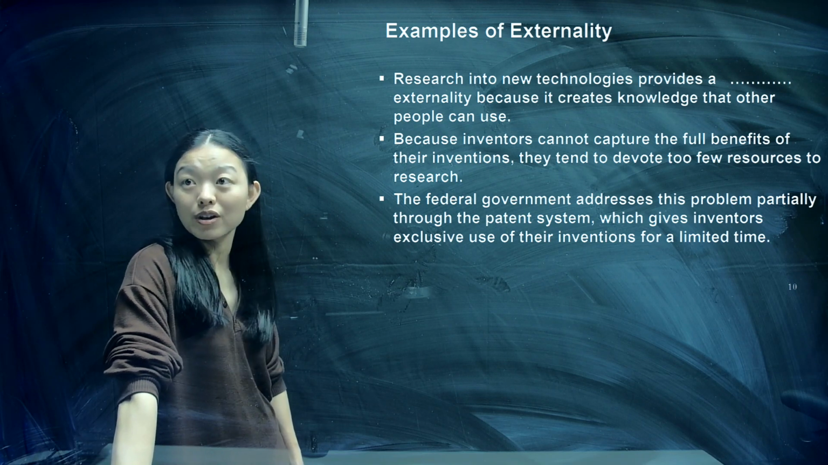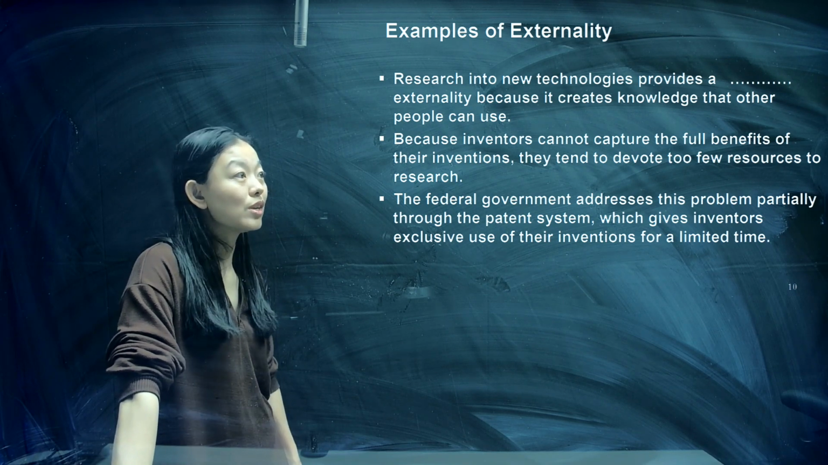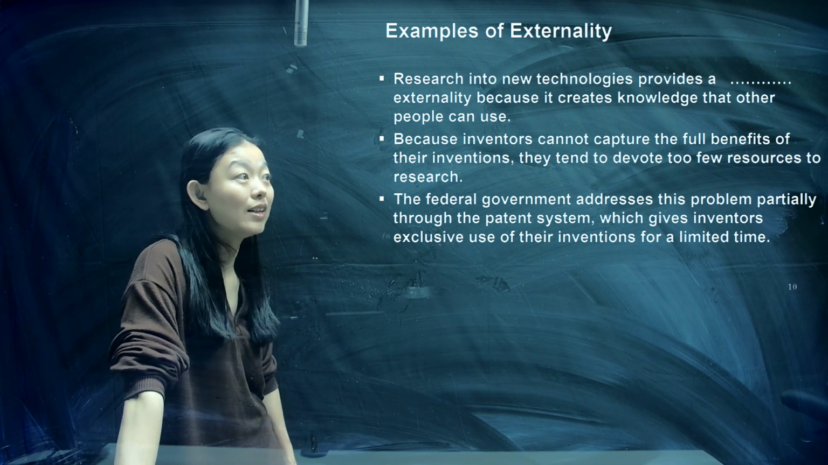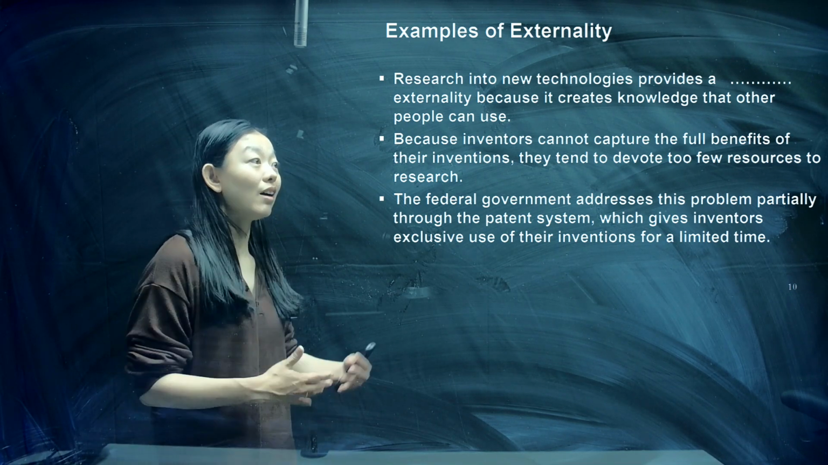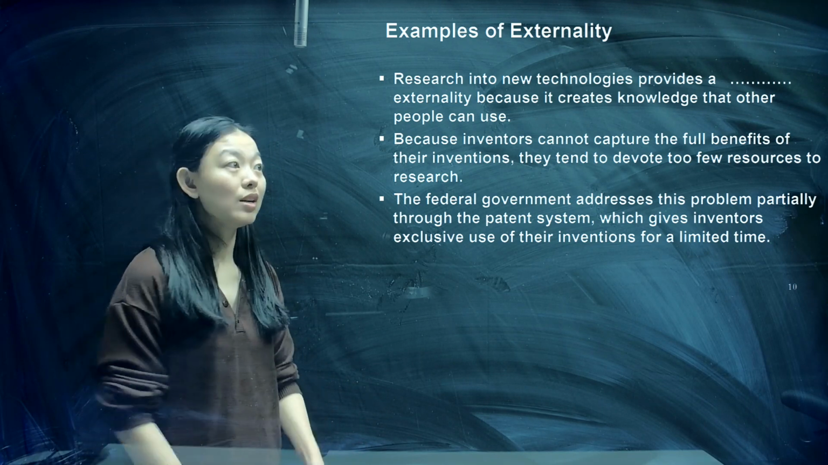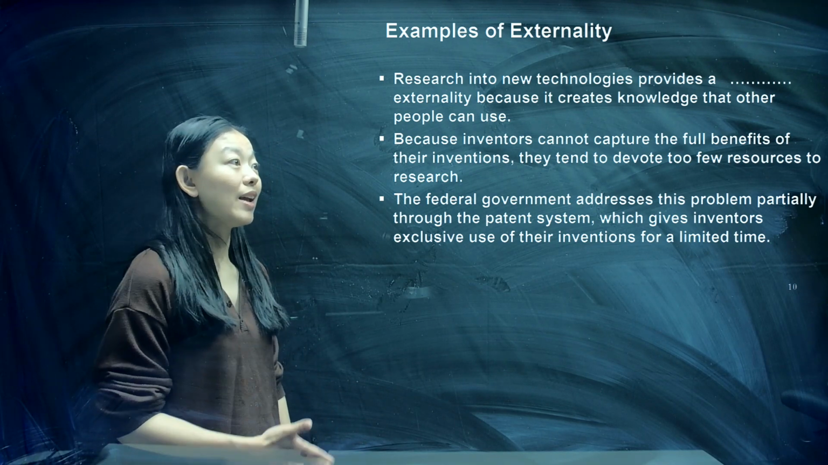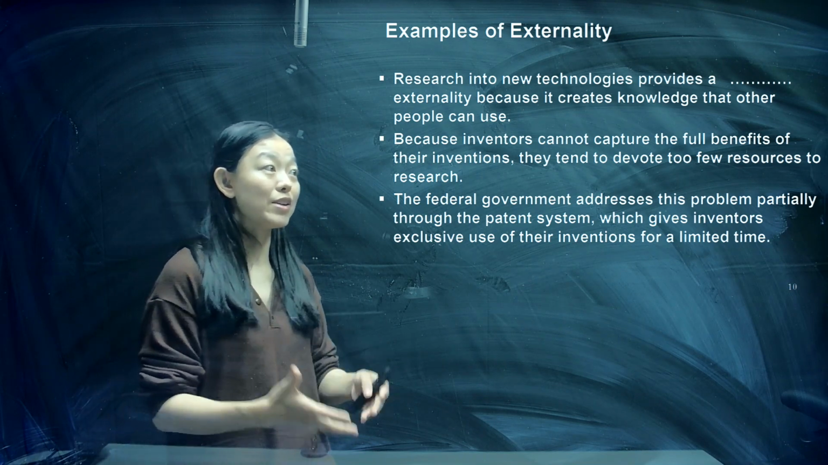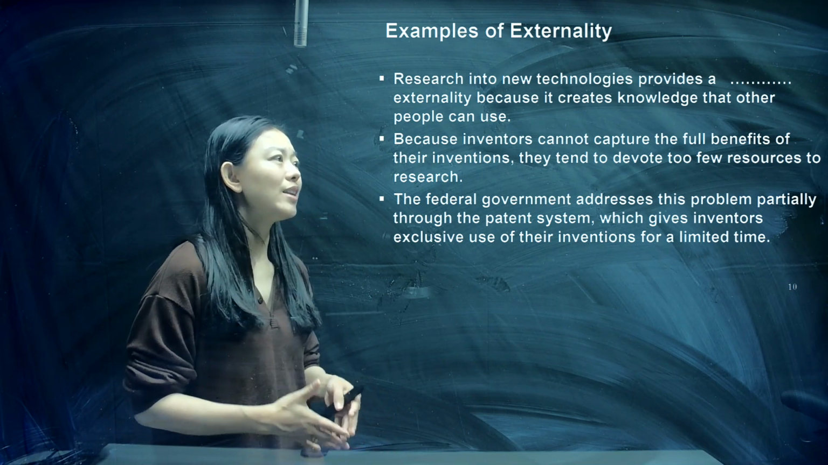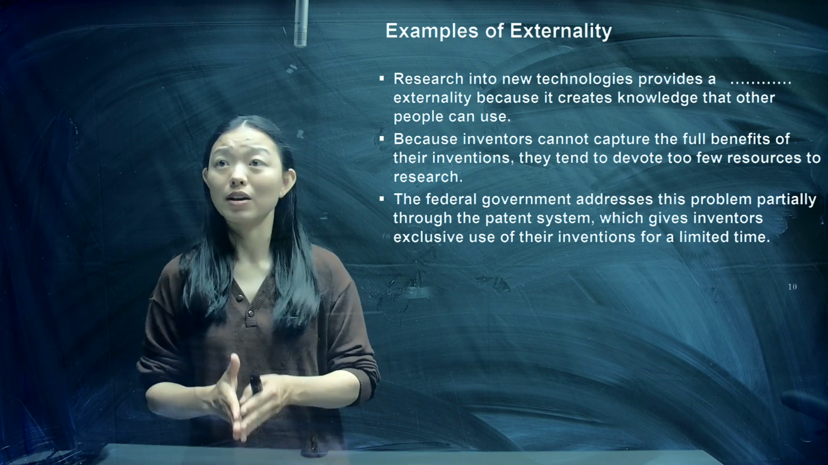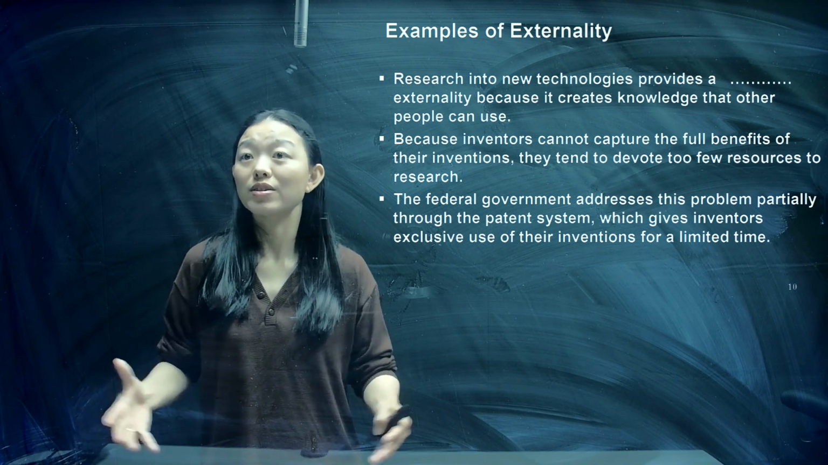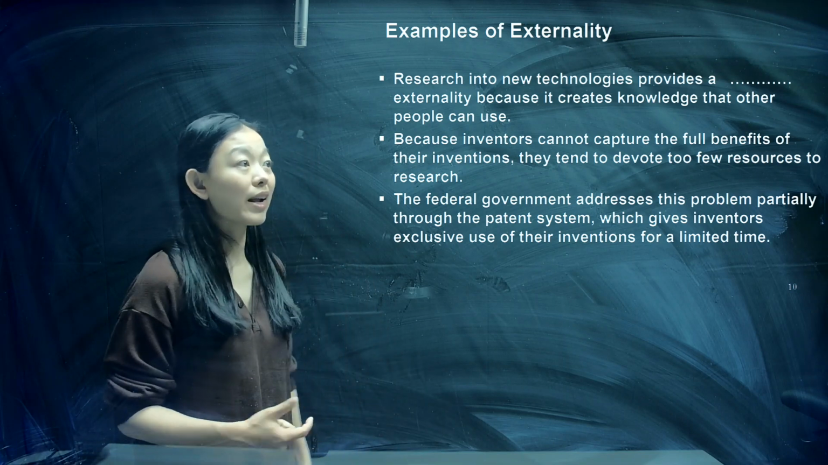Now, research, R&D. Research into new technology will provide a positive externality because it creates knowledge that other people can use. However, you can see the inventors cannot capture the full benefits of their inventions, so they tend to devote too few resources to research. And as far as we know, research requires a lot of money, right? So what can government do?